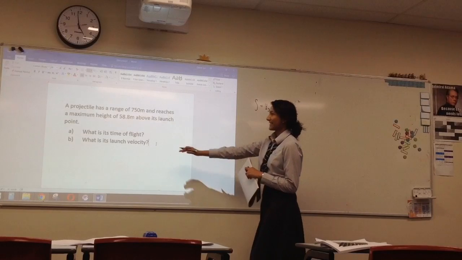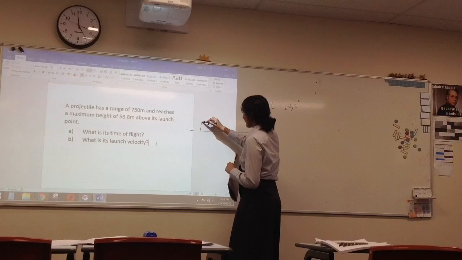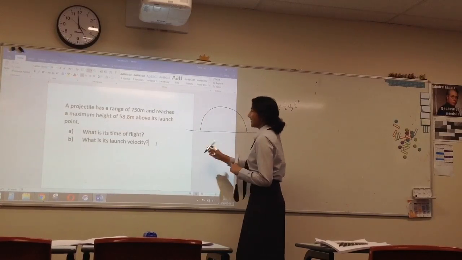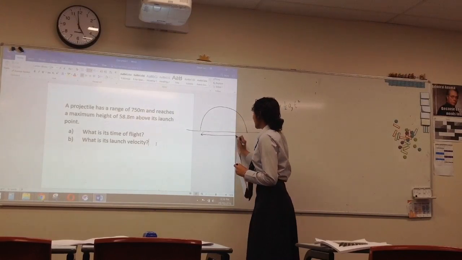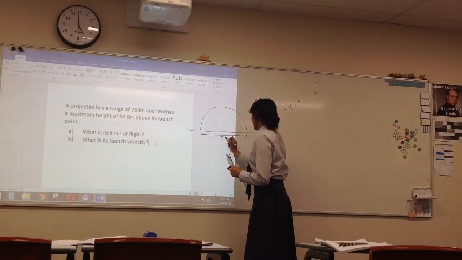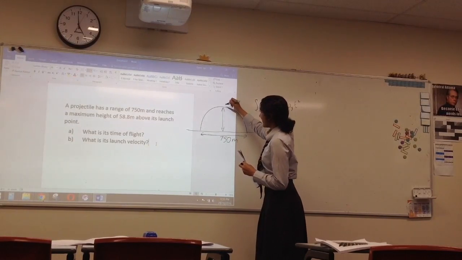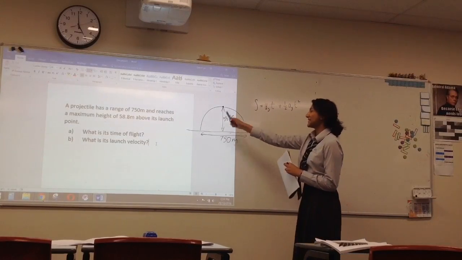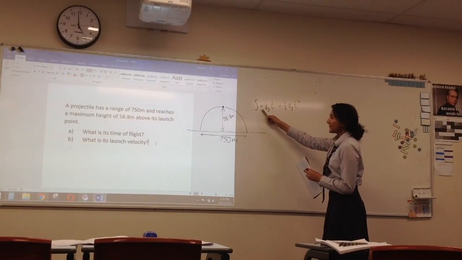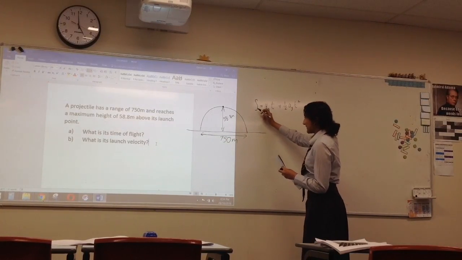When we look at this projectile, it's going flat, and this is the projectile. The information that we have is it has a range of 750 meters, and the maximum height, which will be right in the center, is 58.8 meters. So now that we know what the projectile looks like, we can use this formula to find the time of flight.